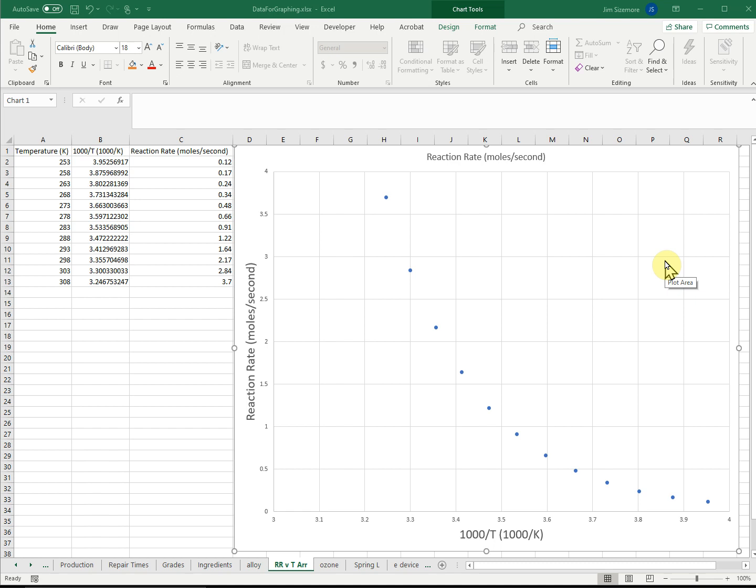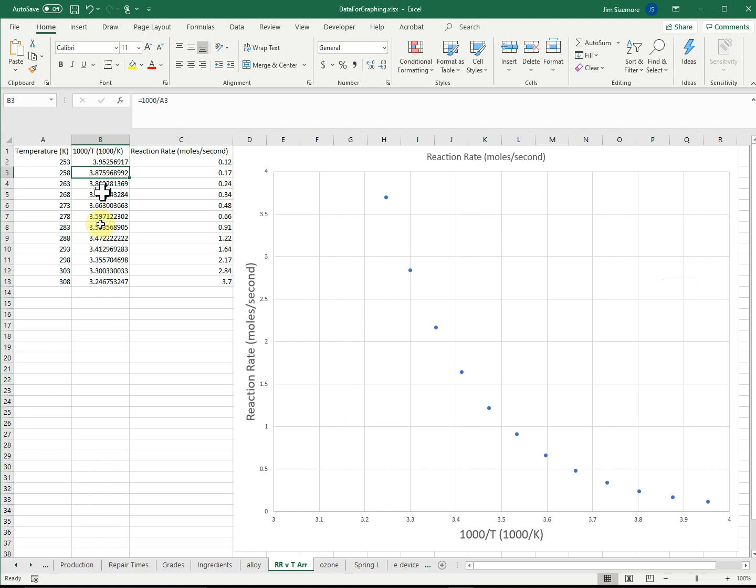So here's the deal now. We have data that says the science tells us that it should be exponential in 1 over t, not in t itself. If we tried to fit this data to t itself, it might not be such a great fit. So what we do is we create another column and we do a calculation, 1000 divided by t.